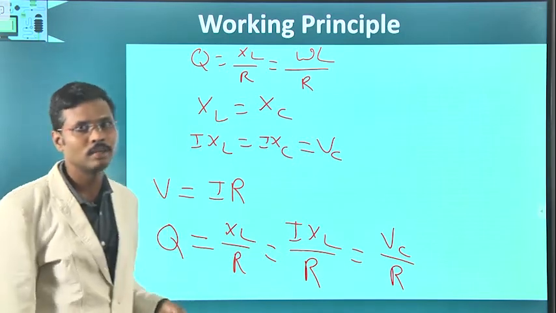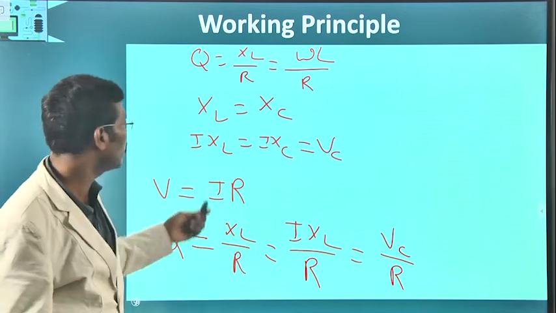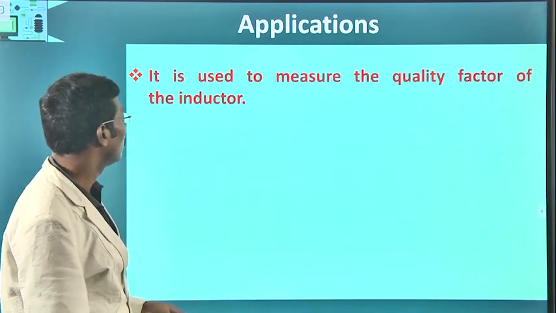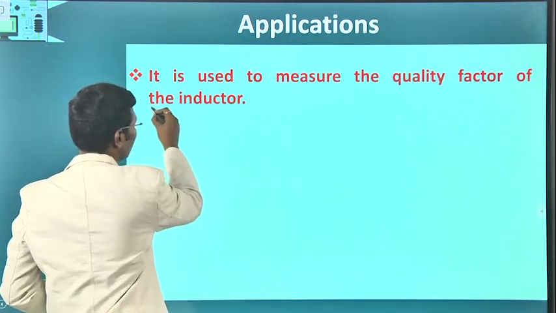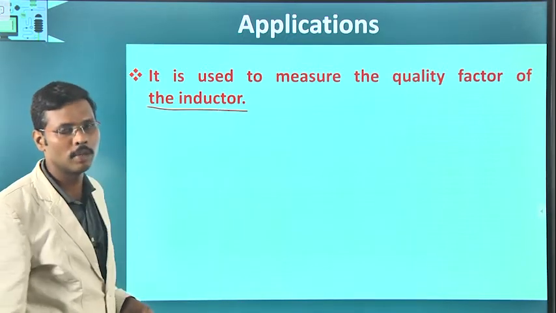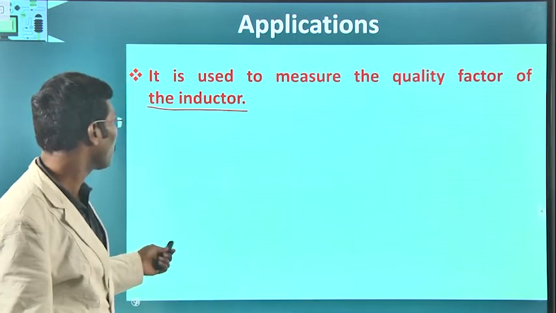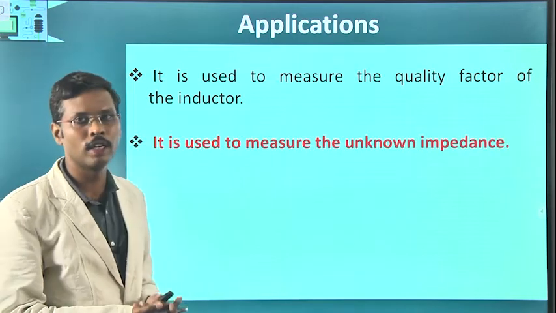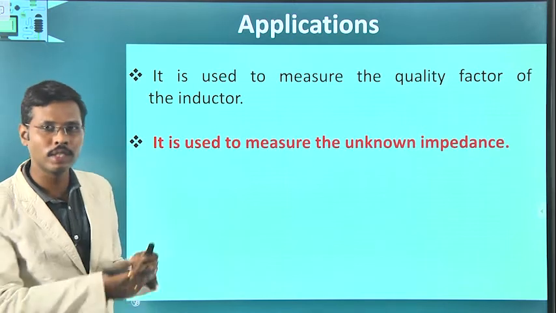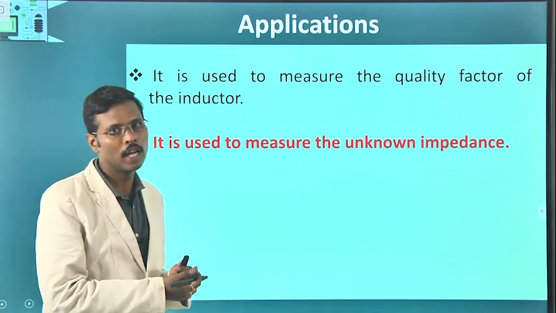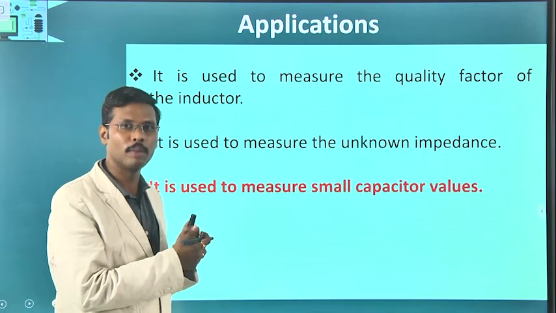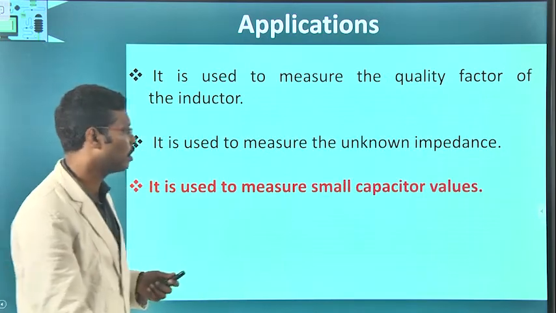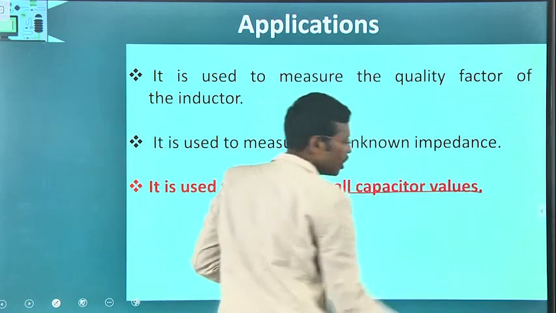Now let us see the applications or advantages of this Q meter. The first application is that it is used for the measurement of quality factor of the inductor. It is also used for the measurement of unknown impedance. In the same way, we can use the Q meter for the measurement of unknown capacitor values also.